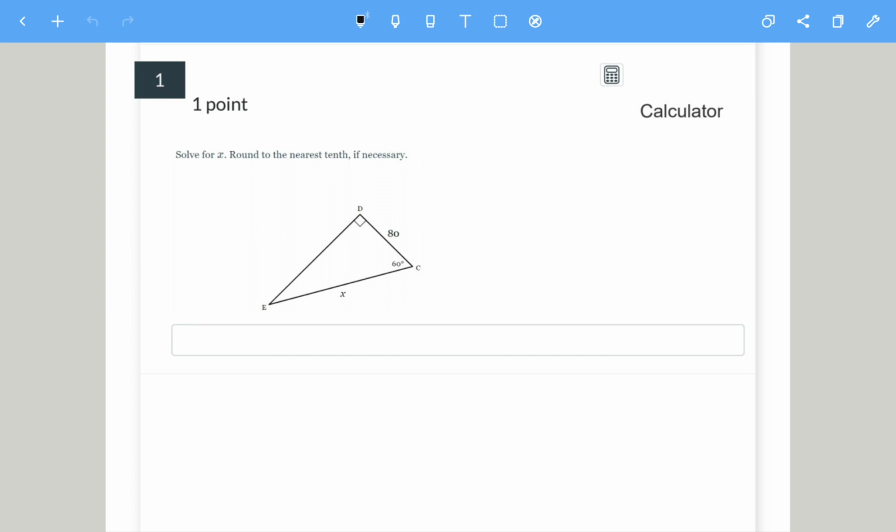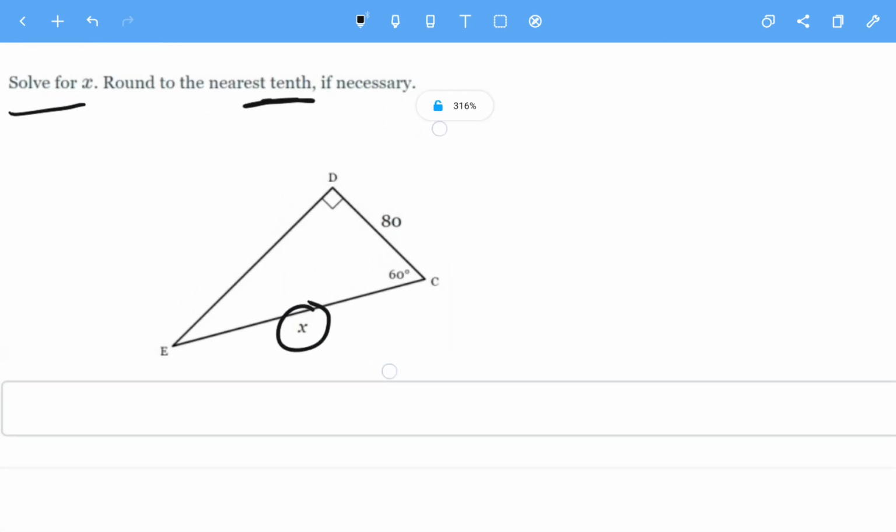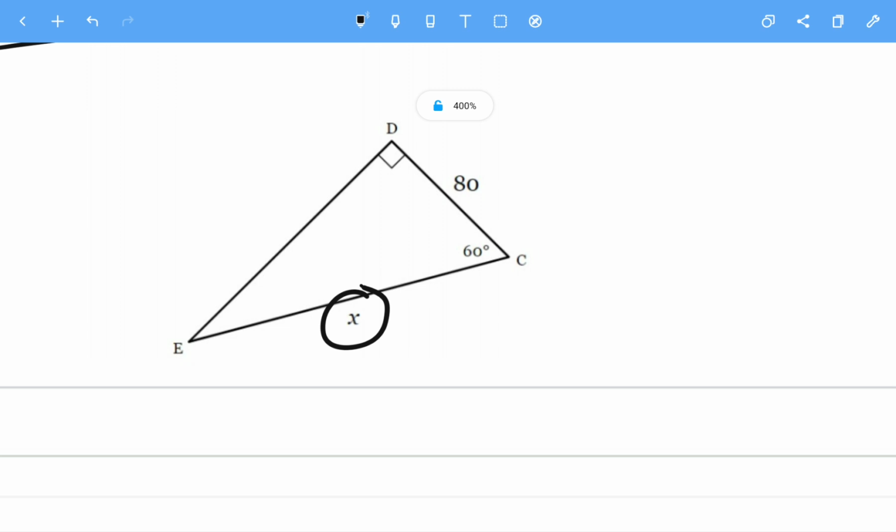So question 1, we want to solve for x, rounding to the nearest tenth if necessary. And x is right here. So our first step will be to identify our reference angle, which is the 60 degrees right here. The reference angle will always be given to you.